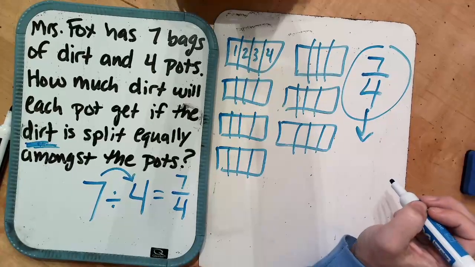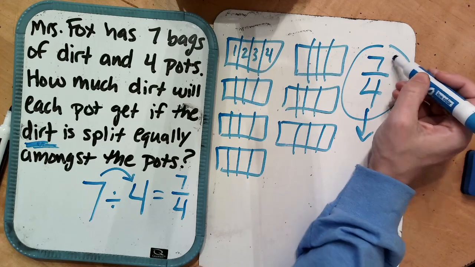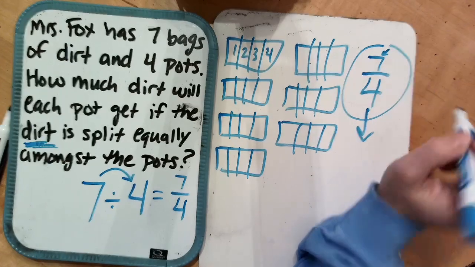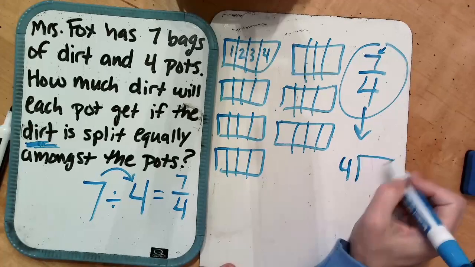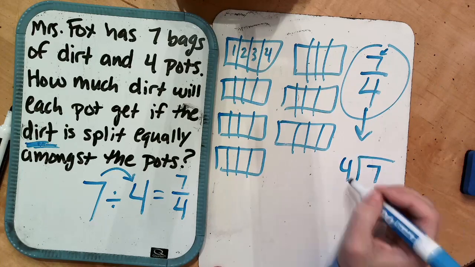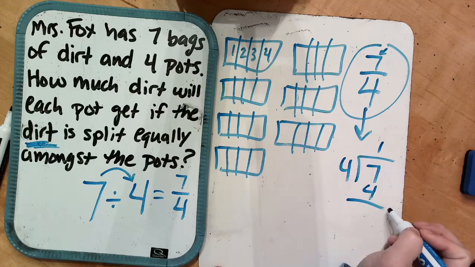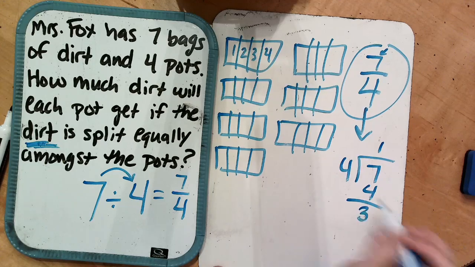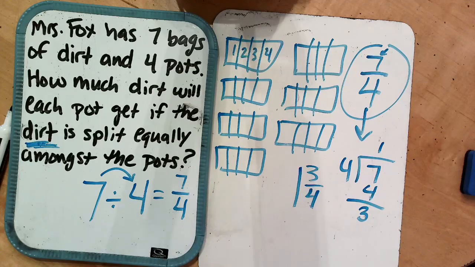However, technically, we would prefer them to create a mixed number instead because this value up top, this numerator, is larger than the whole. So what a student can do is they can divide 4 into 7, and they realize that 4 goes 1 time with 3 left over. So it's really 1 3/4.